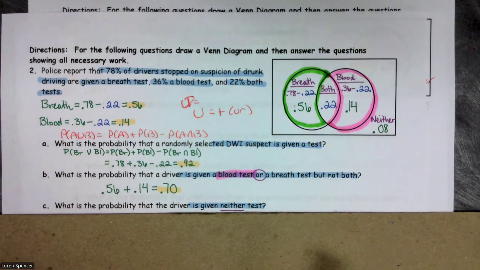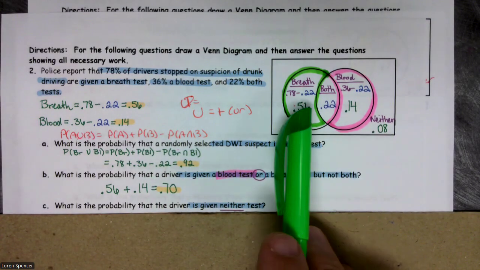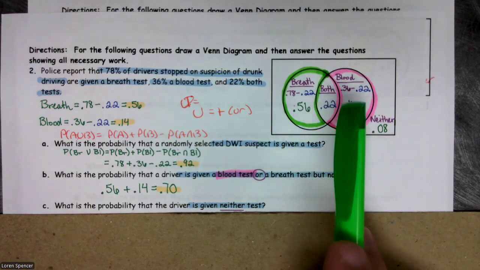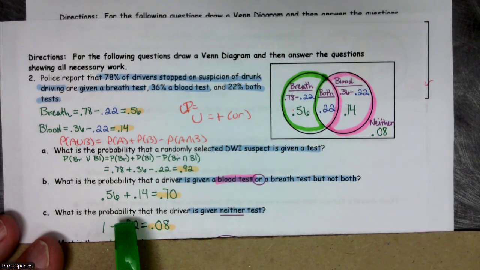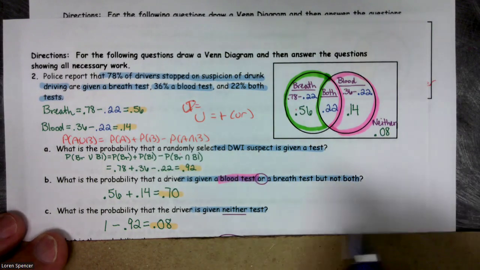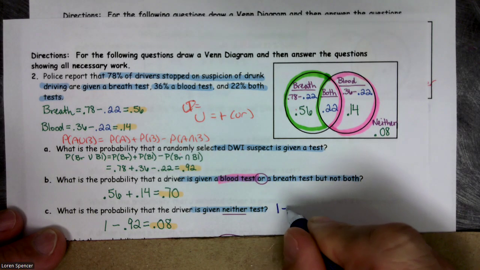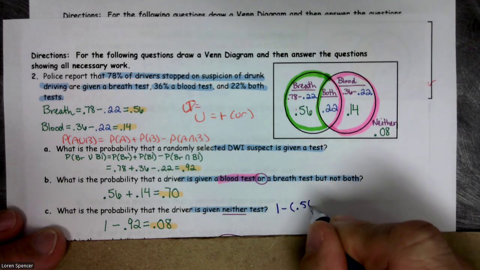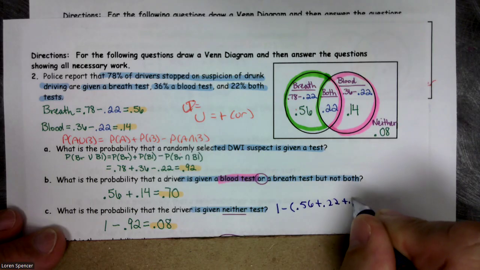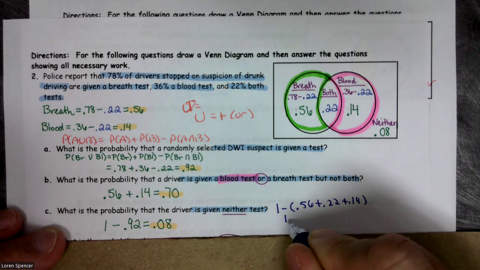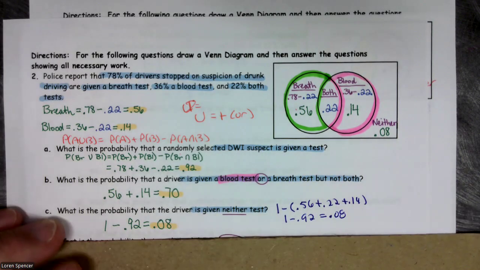What's the probability a driver is given neither test? Well, we did that already. Neither's out here, but what we did is we added up this plus this plus this and subtracted from 1. You're probably wondering where that 0.92 came from. We went 1 minus 0.56 plus 0.22 plus 0.14. And that gives us 1 minus 0.92, which equals the 0.08.